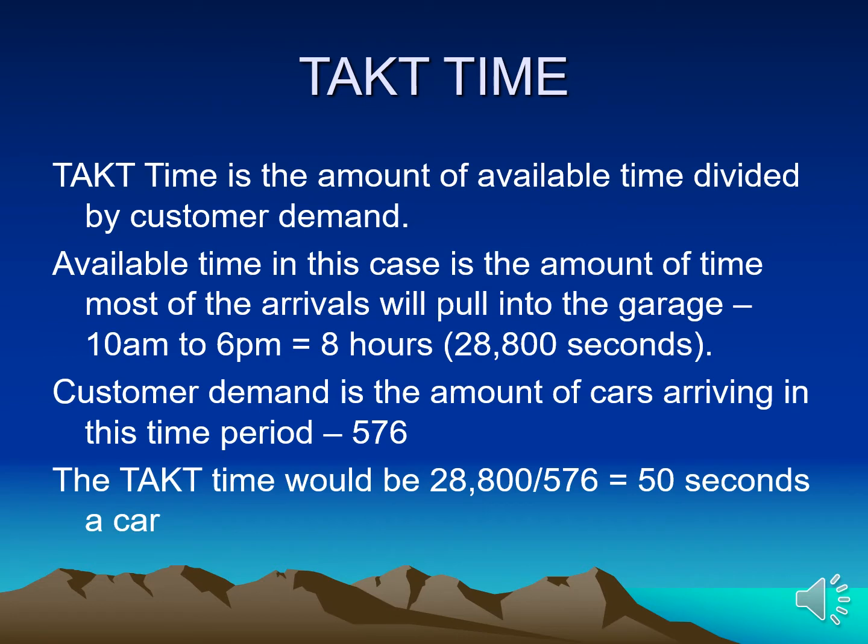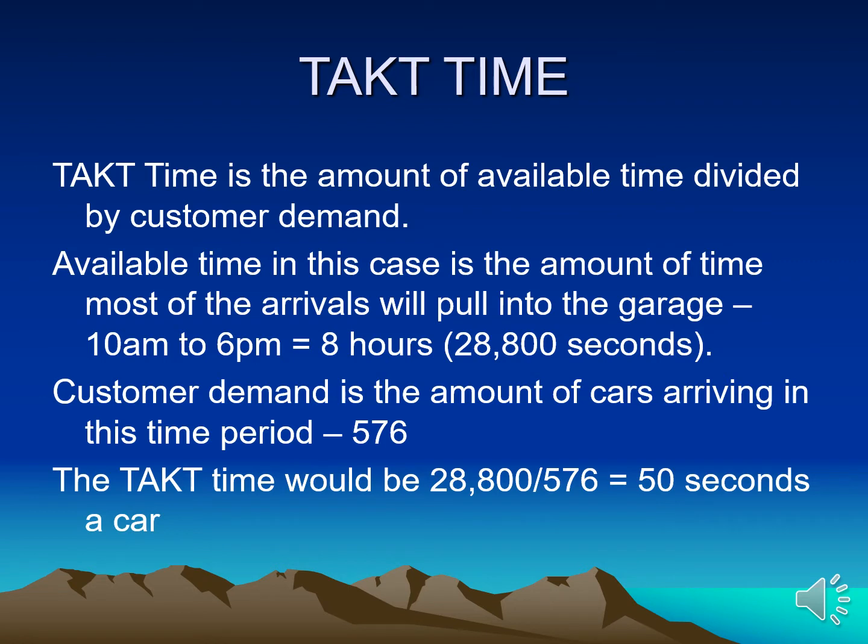TAKT time is the amount of available time divided by customer demand. Available time in this case is the amount of time most of the arrivals will pull into the garage. They will come in between 10 a.m. and 6 p.m. That equals 8 hours or 28,800 seconds.